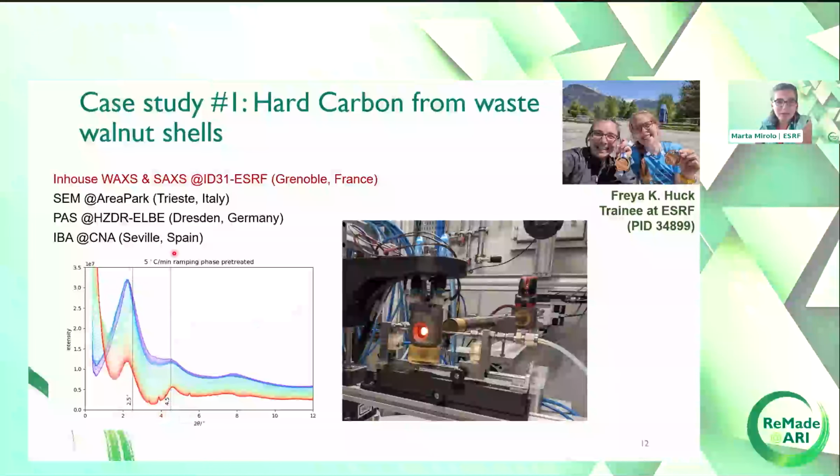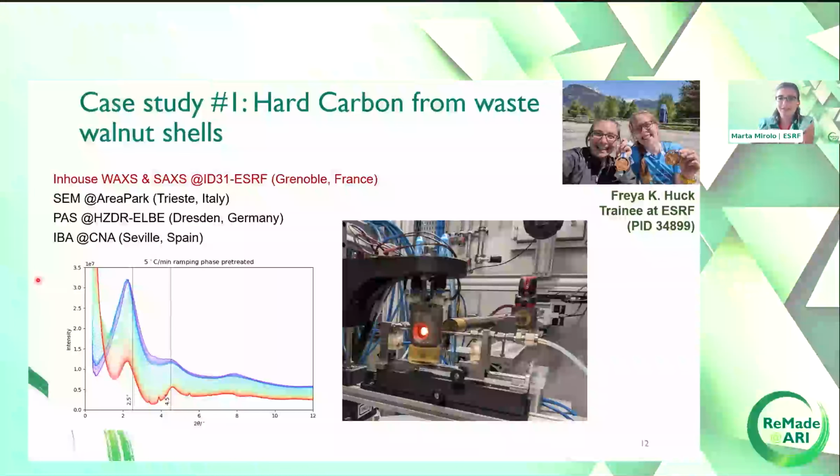We also applied to Remade because we cannot do much with only the scattering techniques. We also need to know the morphology of our particles. We need to know the porosity inside the produced hard carbon. We need to know the chemistry of the walnut shells and of the hard carbon. So we got the support from Remade at ARI to get also different techniques. This is the first part of the project.